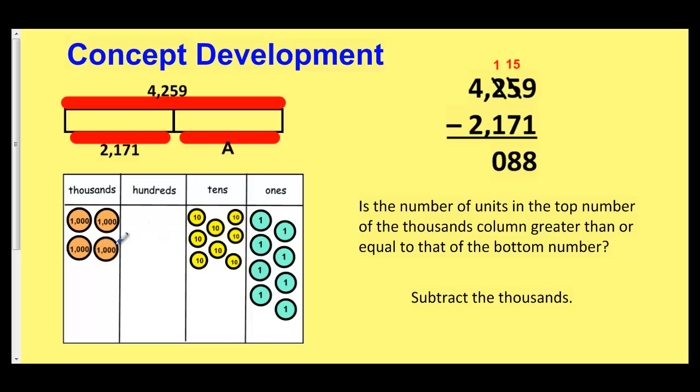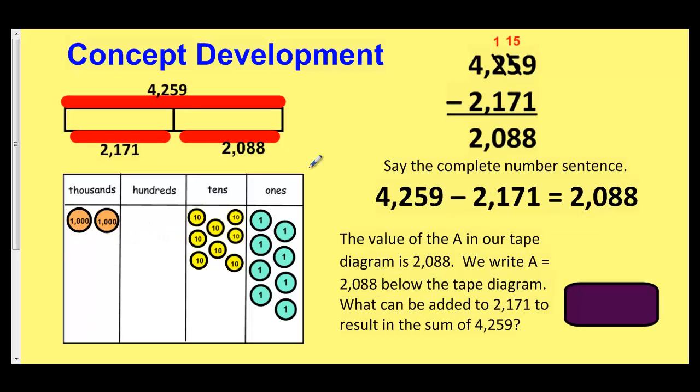We're taking away 2 thousands. So 4 minus 2 thousands is 2 thousands. So our answer is 2,088. So the value of A in our tape diagram will be 2,088 because when you put these two parts together, you get this whole.